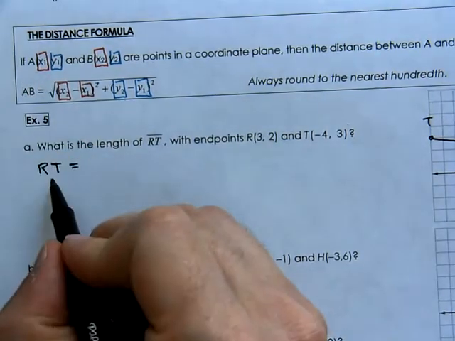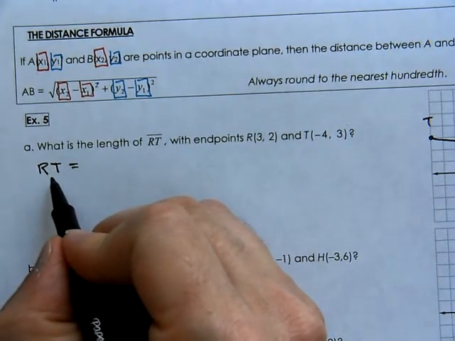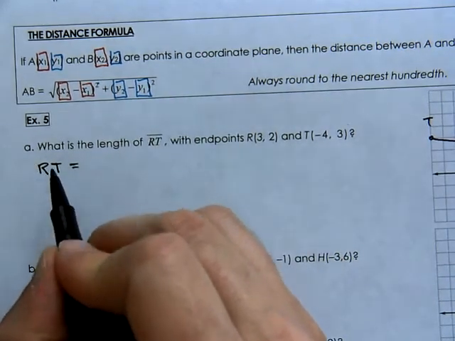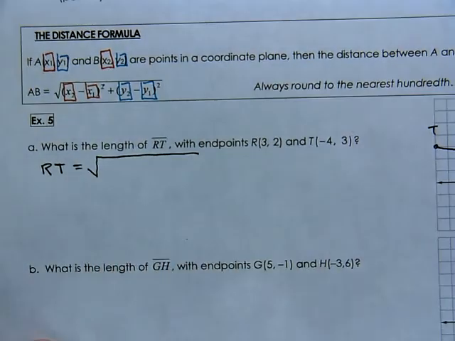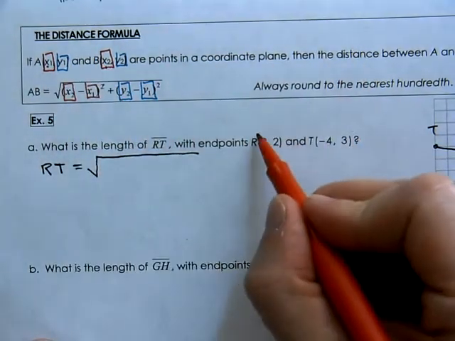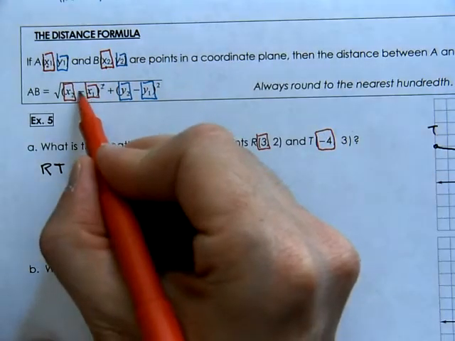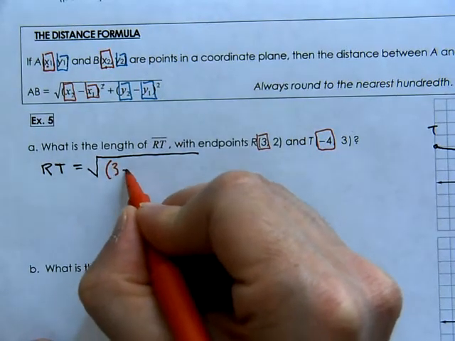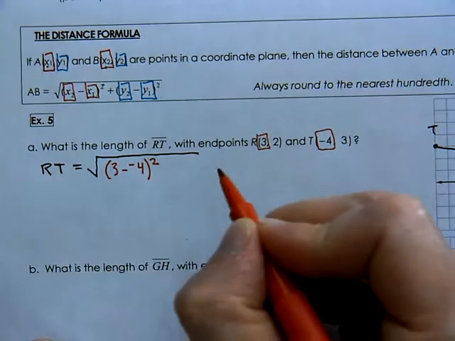In Algebra 1, you use D for distance. But in geometry, this is how we name the segments. So don't use D for distance, call the segment by its name. So this is the length of segment RT. So to color code these, again, we want to find the x coordinates of the ends. So that's going to be a 3 and a negative 4. Bring them together and we're going to subtract them. So we have 3 minus negative 4, quantity squared.